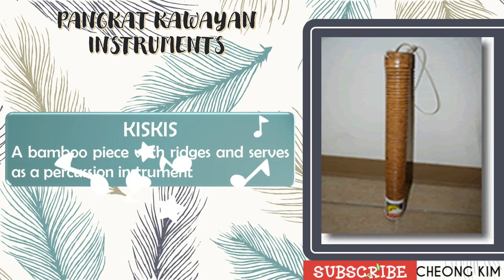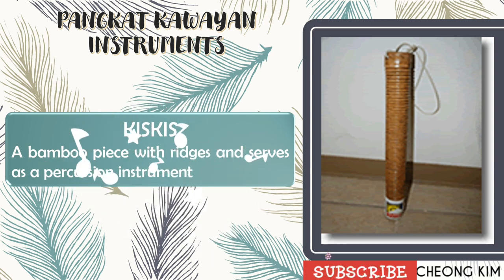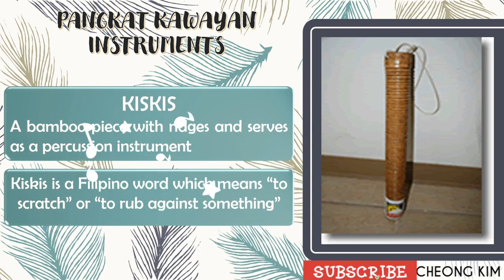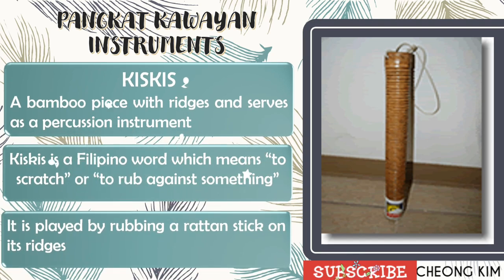And lastly, the kiskis. Kiskis is a bamboo piece with ridges and serves as a percussion instrument. Kiskis is a Filipino word which means to scratch or to rub against something. It is played by rubbing a rattan stick on its ridges.